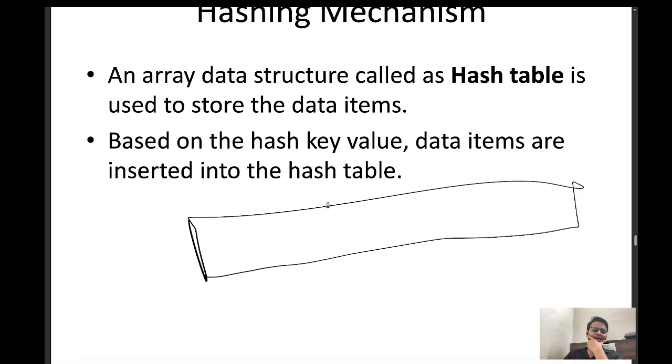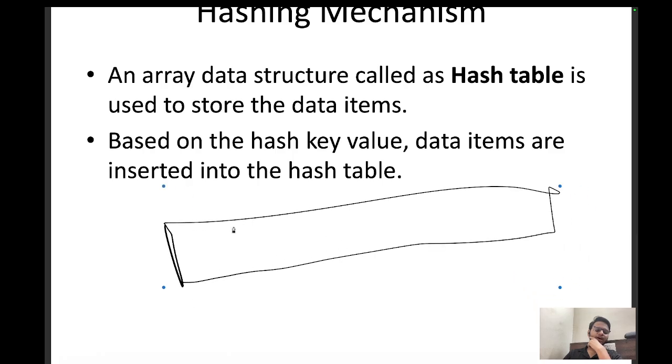So if you take an array like this, and let's say the question says that we have to make an array of 5 elements, correct? So we divide this array into 5 elements: one, two, three, four, and five. So we'll make the first one as 0, 1, 2, 3, and 4. So we have 5 elements.